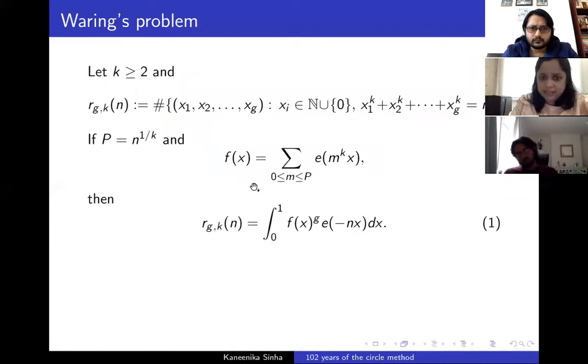Okay, and we do the evaluation again. So now, since we are interested in writing n as a sum of at most g many kth powers, we take f of x and raise it to the g. Then take the corresponding e of minus nx dx. This will only capture those values where x1 to the k plus x2 to the k and so on till xg to the k is exactly equal to n, by the same elementary integral identity that we had seen before. And so we have now stated this problem in a language very similar to that of the binary and ternary Goldbach conjecture.